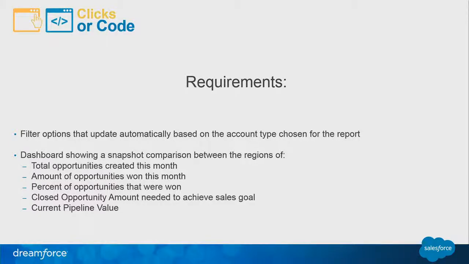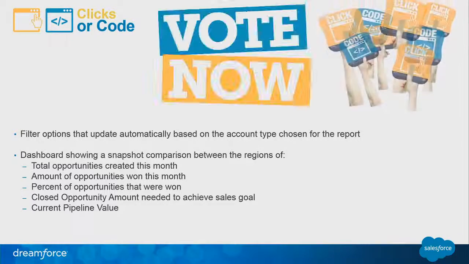Okay, back to our buddies at Universal Containers. They would like to give their executive team more dynamic reporting. They want to have filter options that change and update automatically based on the account type chosen for the report, which in turn will update the associated graphs. And they also want a custom dashboard component that shows the comparison of opportunity information between the north and south regions. Clicks or code?